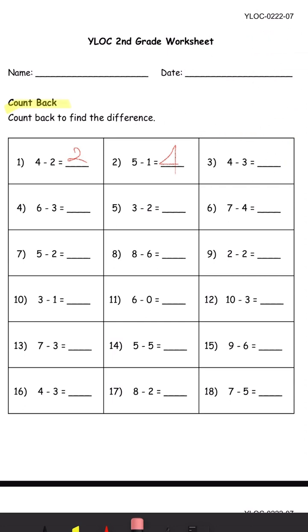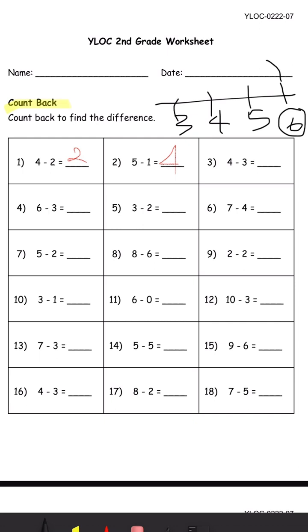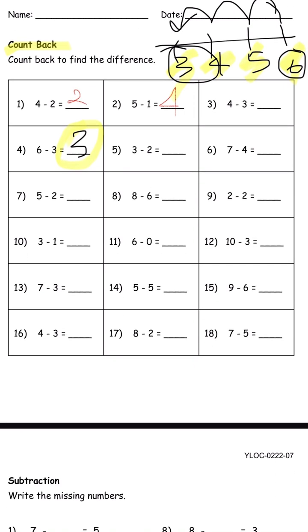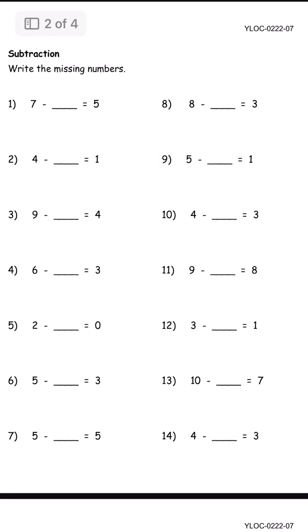But we don't have to draw a number line. We can just count backwards. So for number 4, we can do it like 3, 4, 5, 6, and then start with 6, and we go 1, 2, 3, we end up with 3. We can do it like that, or we can just count backwards. So we start from 6, and then we go 5, 4, 3, and 3 would be our answer. Now we just do the same thing for all the rest of the questions.